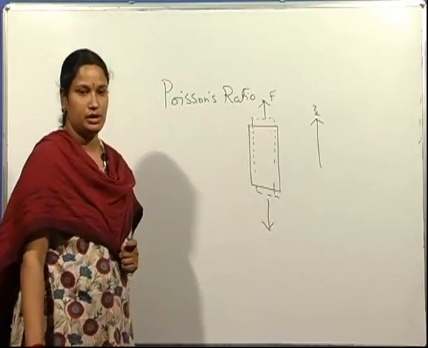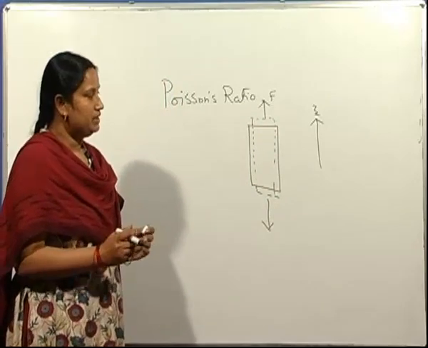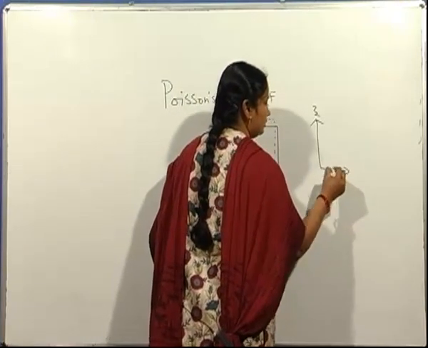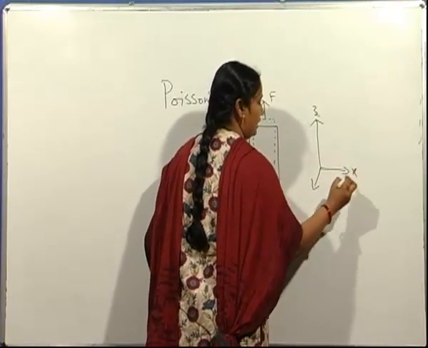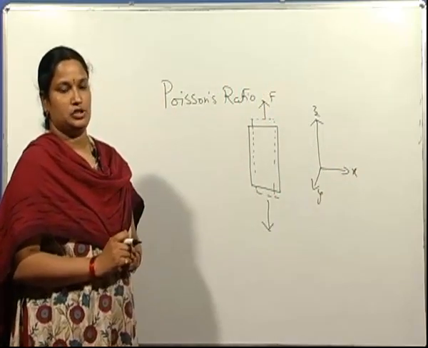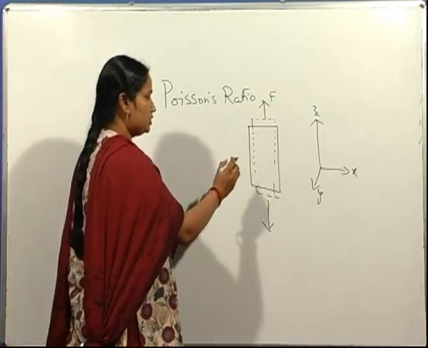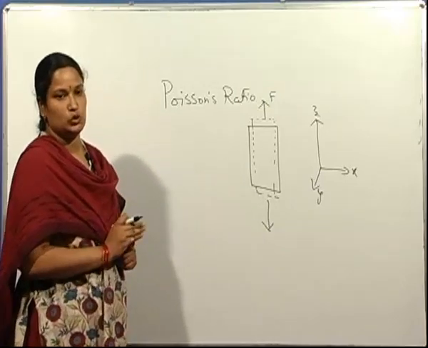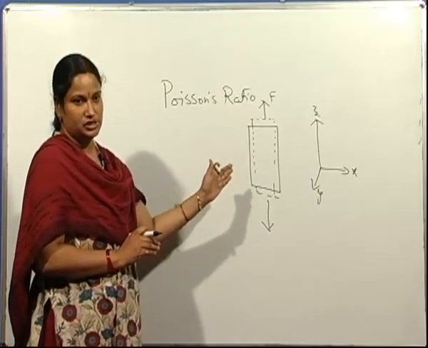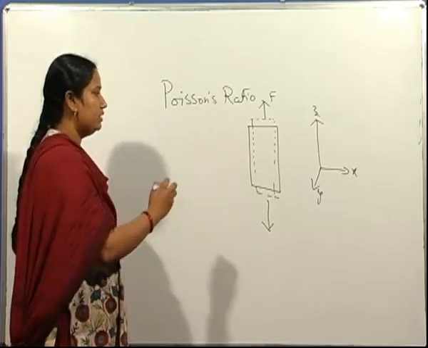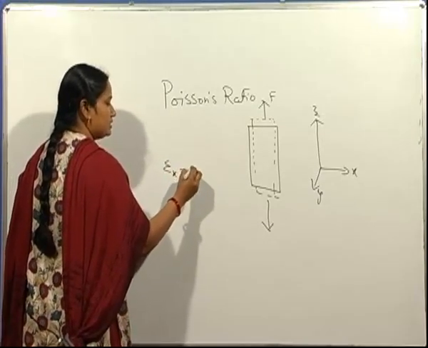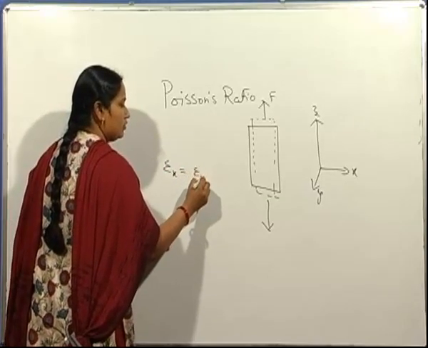along the longitudinal axis. To maintain constancy of volume along the lateral direction, x and y direction, the material is subjected to compression. If this material is isotropic and the force is uniaxial tensile force, then the strain along the lateral directions, epsilon x, is equal to epsilon y.